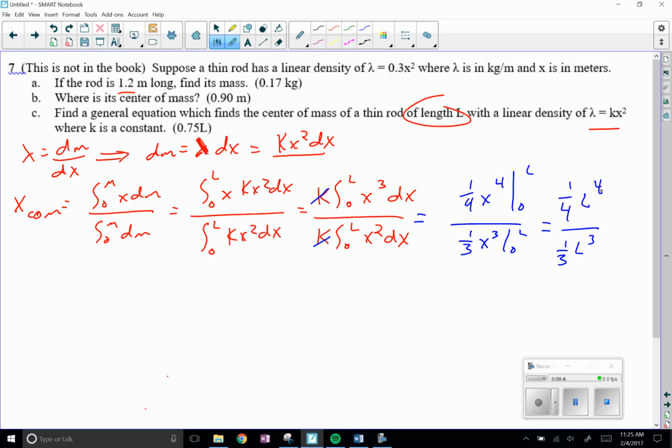I've got 4 L's on top and 3 L's on the bottom. So now I'm looking at 1/4 of L over 1/3. So multiply by 3, and you get 3/4 L. Okay, so there you go.